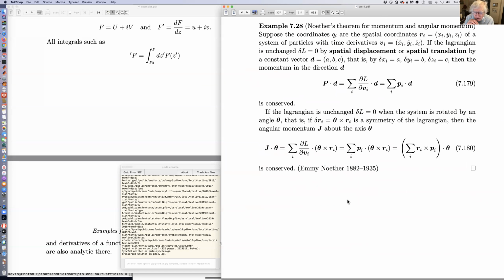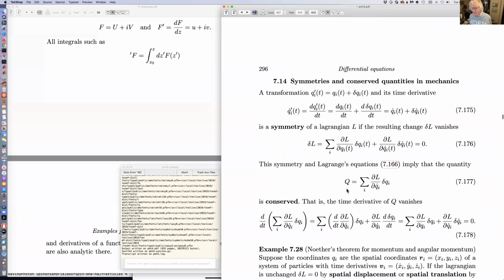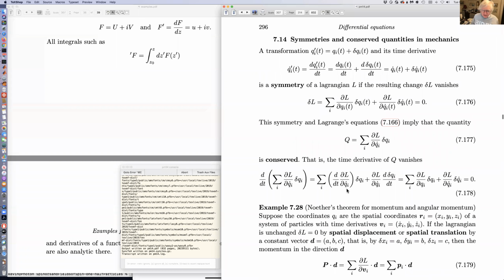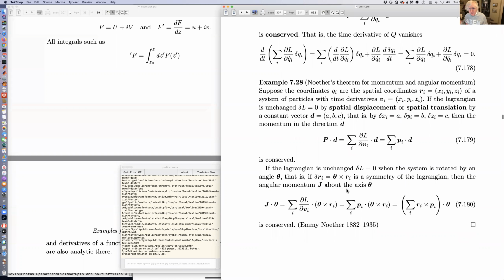Emmy Noether was the first person to understand this very important and very general property of classical mechanics, classical field theory, quantum field theory. Of course, I guess she understood it in terms of quantum field theory because she lived into the age of quantum field theory. So let's look at Noether's theorem for momentum and angular momentum.